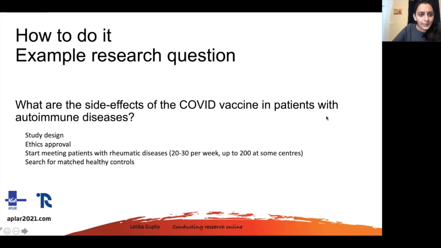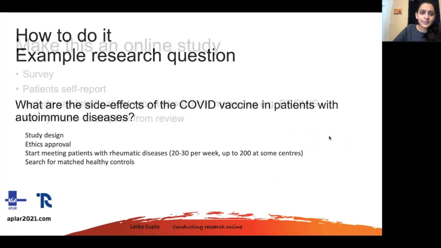Let's go with an example. If you want to answer the question, what are the side effects of the COVID vaccine in patients with autoimmune diseases? How would I begin the study? First, I would design a study, start with ethics approval, start meeting patients with rheumatic diseases in my clinic, which would be 20 to 30 per week, a max of that, or maybe up to 200 in some centers in Asia, but still not all of them would enroll. And then maybe go searching for matched healthy controls, which can be quite tiresome and difficult at times.